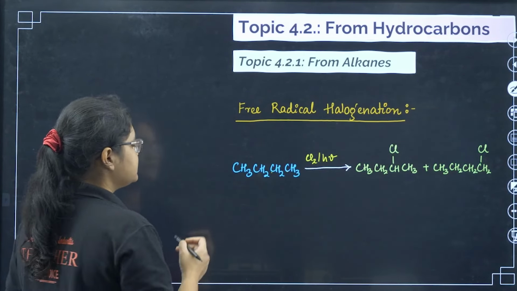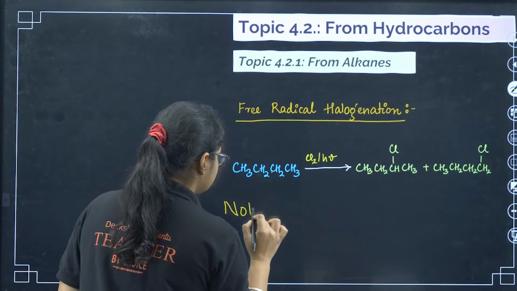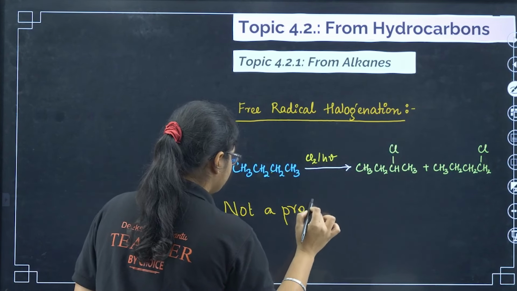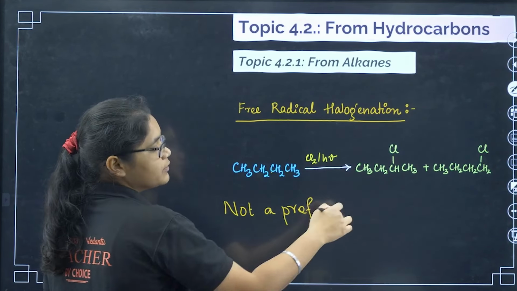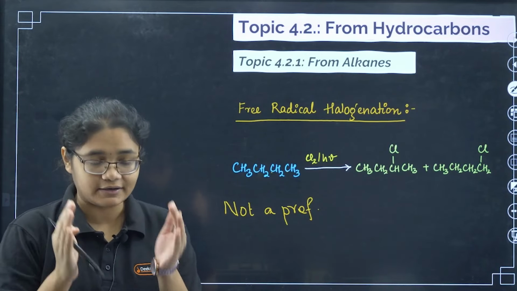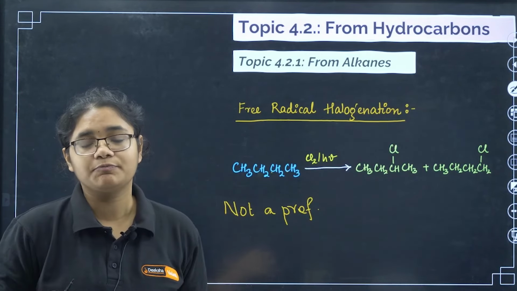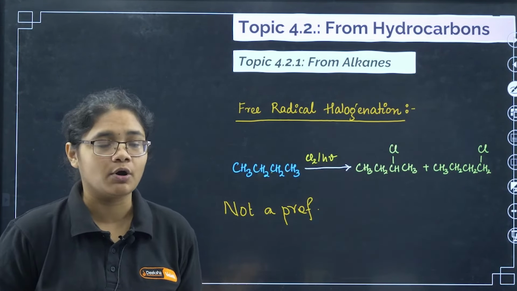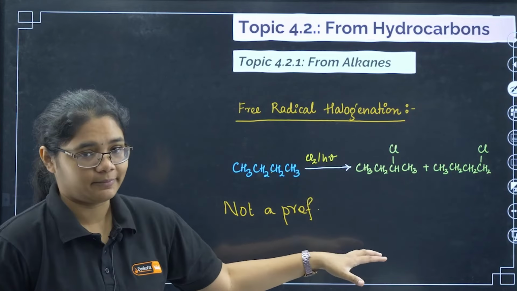Now remember, this is not a preferred method. Why? Because you get multiple products. You will not get one single product which you directly want. You will get a mixture of products and then you have to do separation and all. So that is why it is not a preferred method.